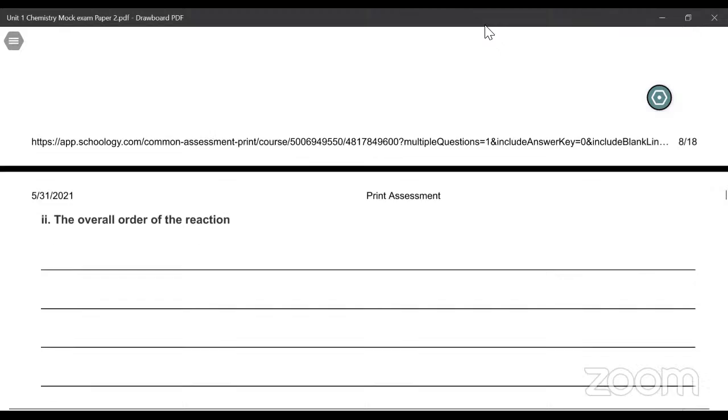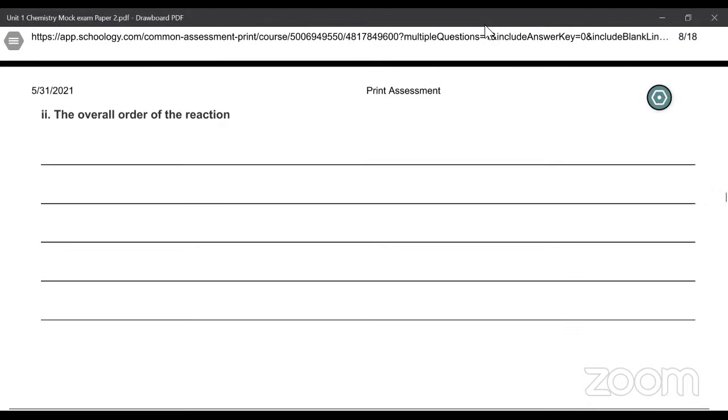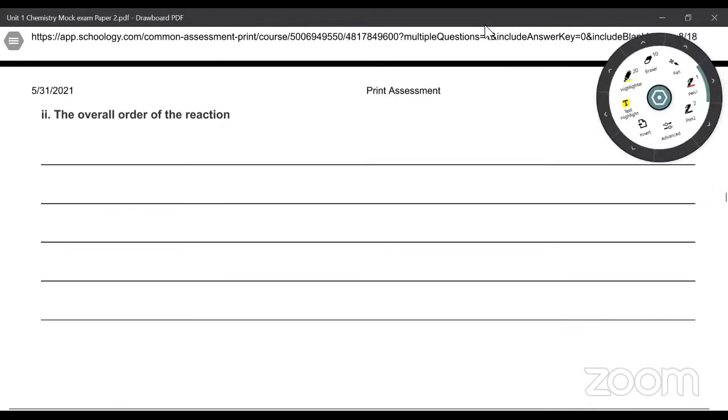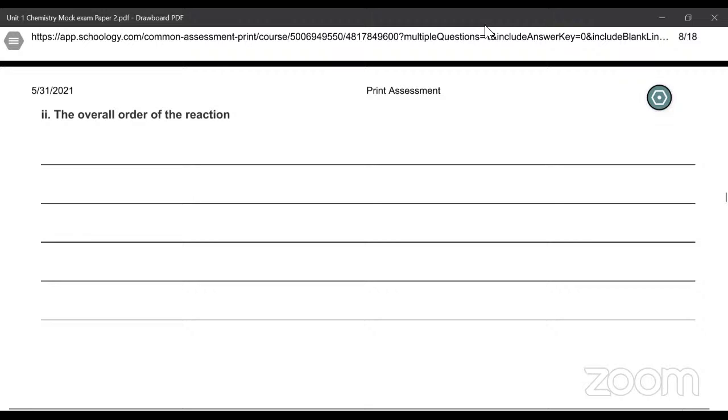Now, this wants you to calculate the overall order of the reaction. The overall order of the reaction is the sum of the individual orders of the reaction. So we had first order for one, and the other one was also first order. So the overall order of the reaction is second order.